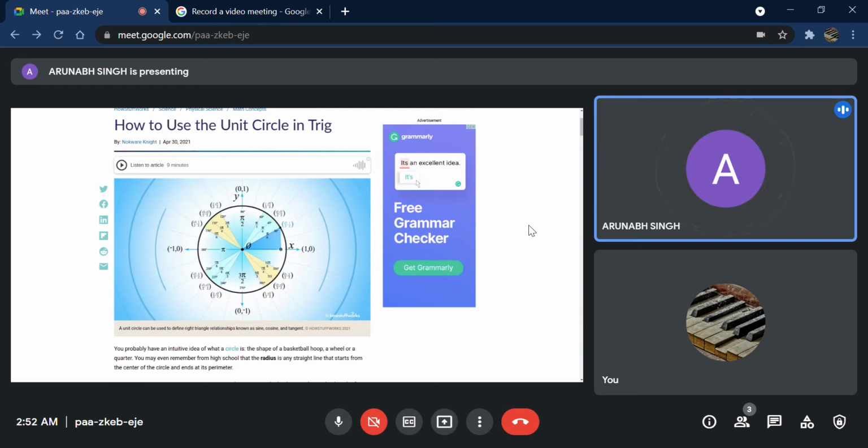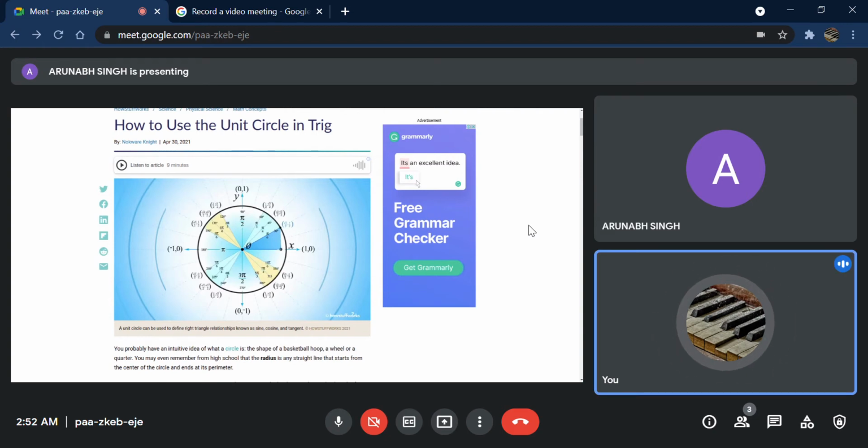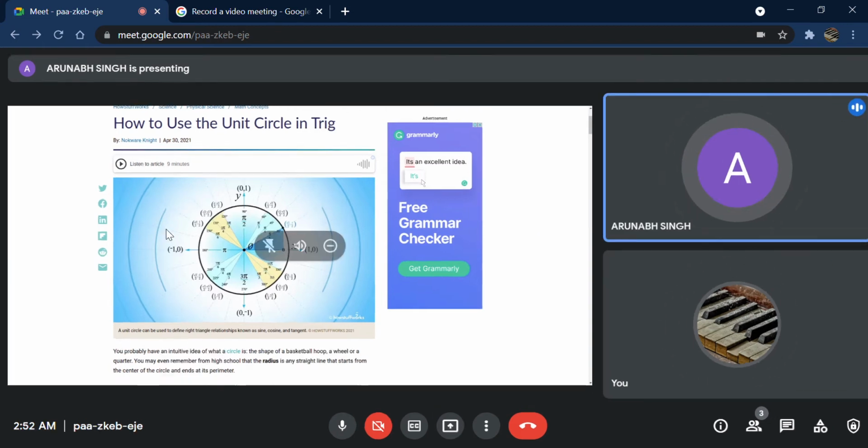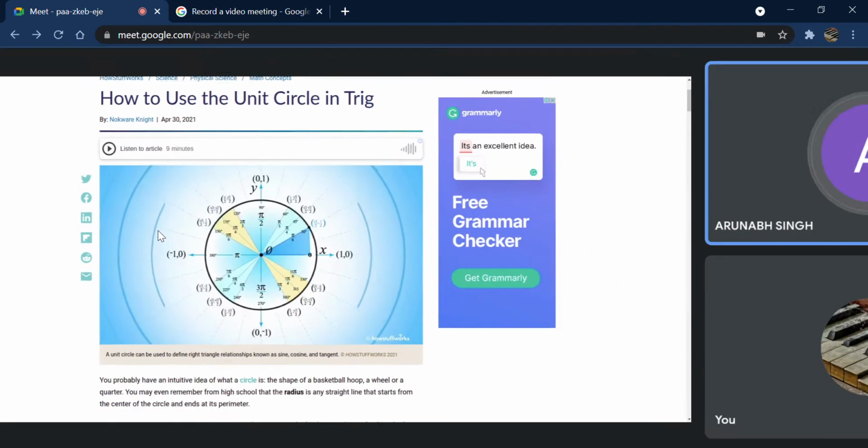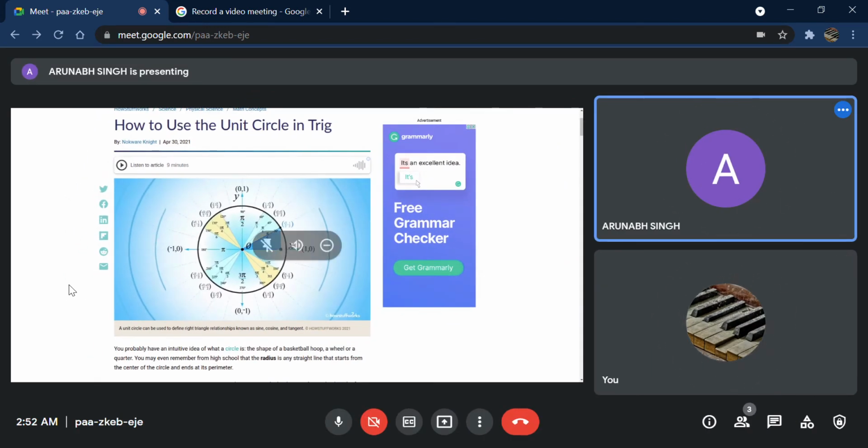So what does that mean? What does circumference mean? The length of the boundary. Yes, the length of the circle. Circumference means the length of the boundary, right?